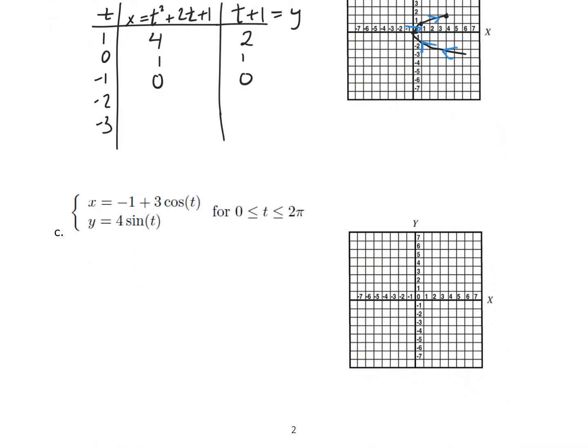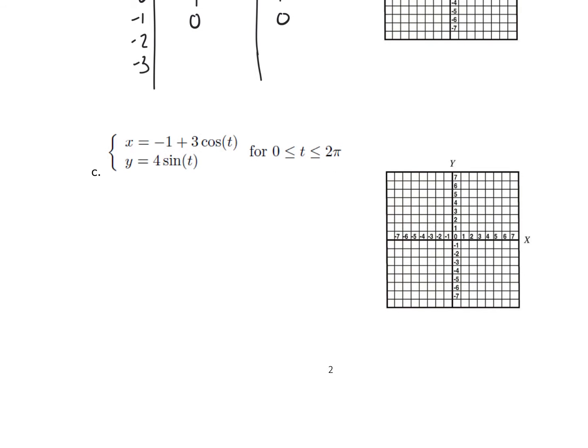Now let's take a look at C. Now this has an ordered pair, or this has a set where we're going to start with t between 0 and 2 pi. When I see that, that typically means I have a conic of some sort. So once again, I have my t. I have my x, which is equal to -1 plus 3 cosine of t. And then I have y is equal to 4 sine of t.